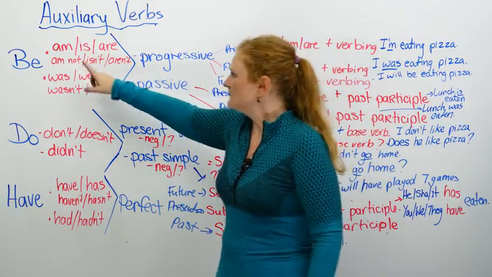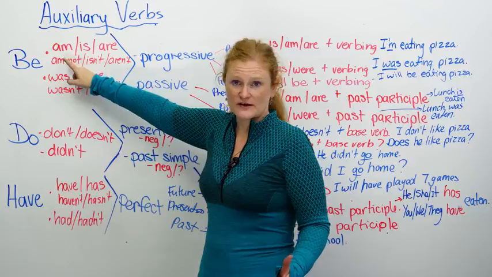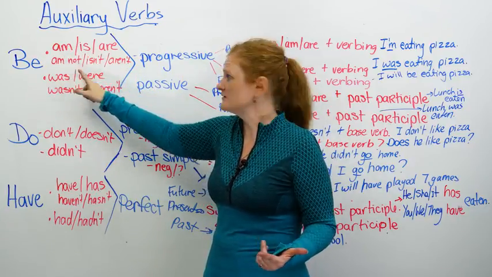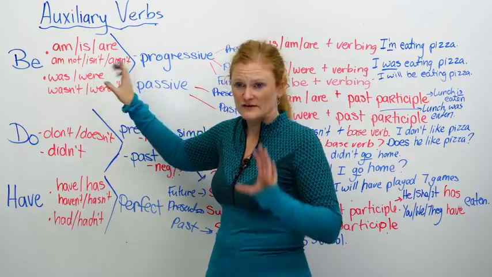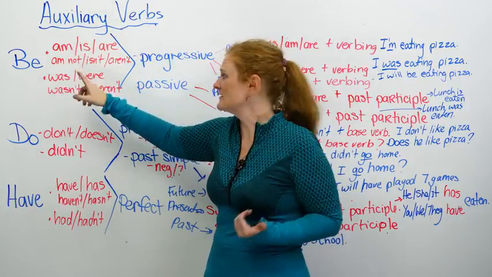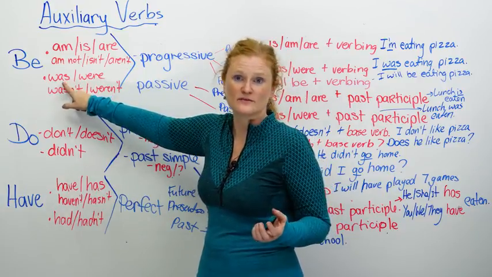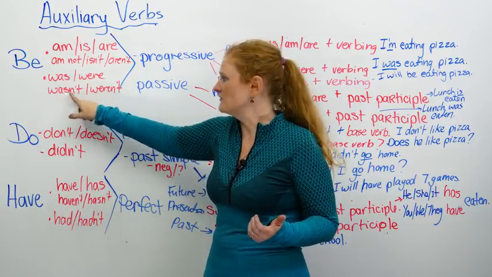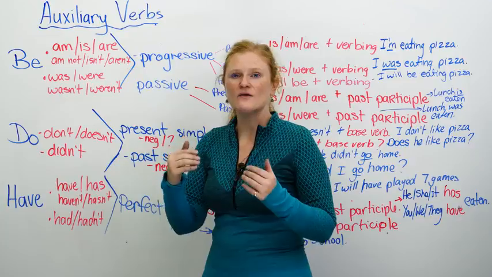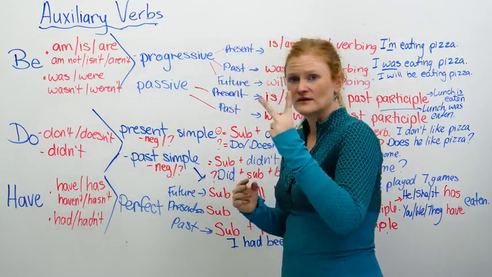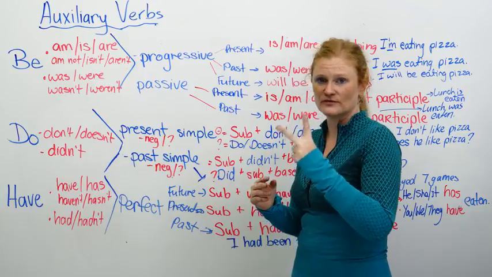Be. So be in its form in the present tense is am, is, are, negative, am not, isn't, and aren't. These are present. The past tense in the positive is was and were, negative, wasn't, and weren't. So how do we actually use this auxiliary verb? And the answer is we use it in 2 forms of English grammar.